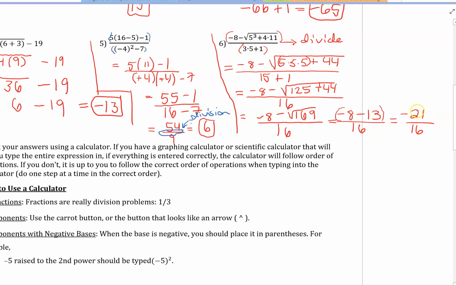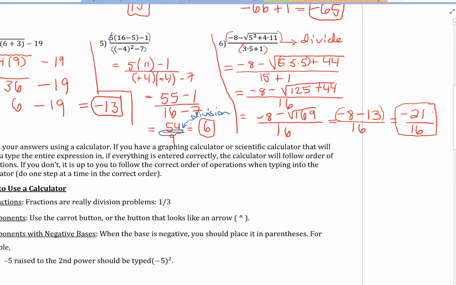Now, those do not divide evenly. You're welcome to divide them and get a decimal value if you want, but when it's not a pretty decimal, sometimes it's better just to leave it as a fraction. Also, there aren't any common factors between 21 and 16. If there were, we'd want to reduce it, but since there aren't, we're just going to leave our answer like that.